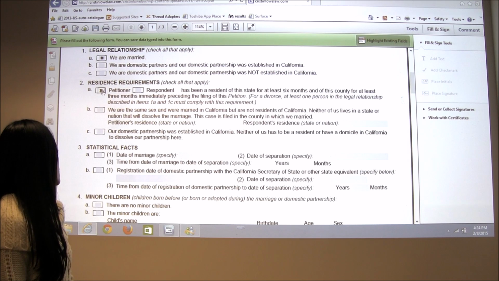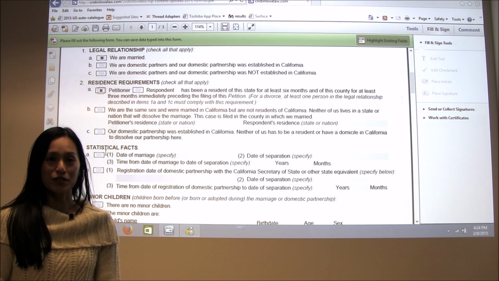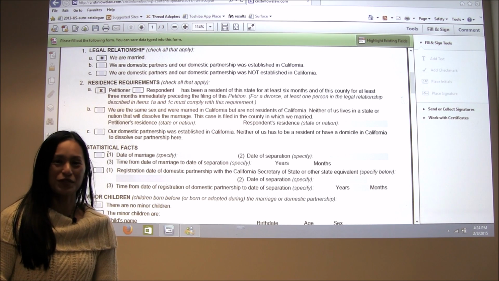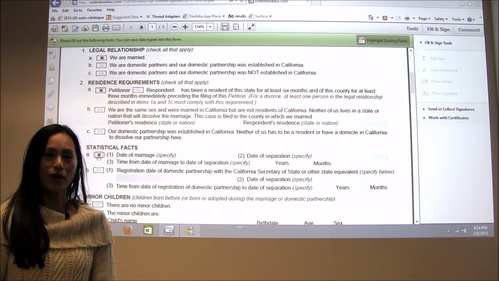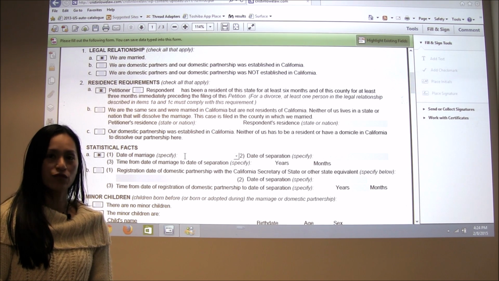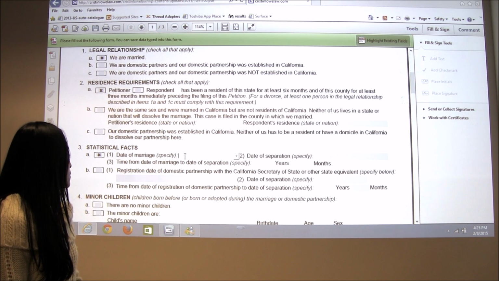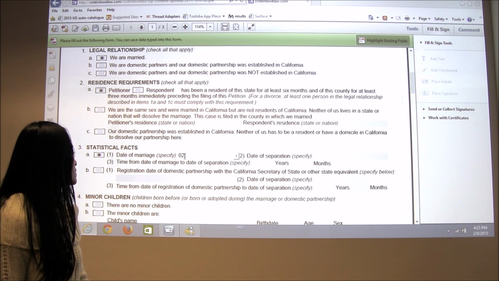We need statistical facts. So the first thing is date of marriage. If you don't know, go look at your marriage certificate. And yes, you're not unusual if you don't know or don't remember if it's been a while. So in this case, we're going to pretend that John's date of marriage was February 24th, 2004. And we're just going to put that down there. You can put just the numbers, or you can put the whole kit and caboodle. It's up to you. Doesn't matter.